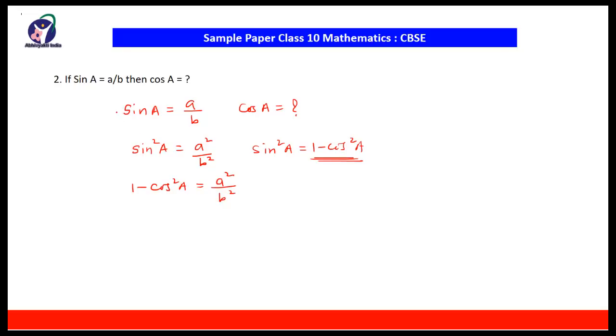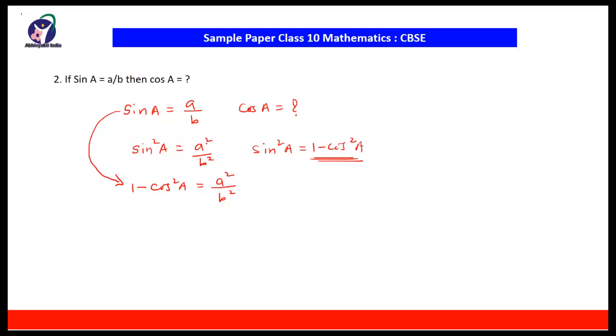It means what we have done first: we have converted sine to cos because we have to find the value of cos. So we first have to convert sine to cos, and to do that, first we have squared both the sides.